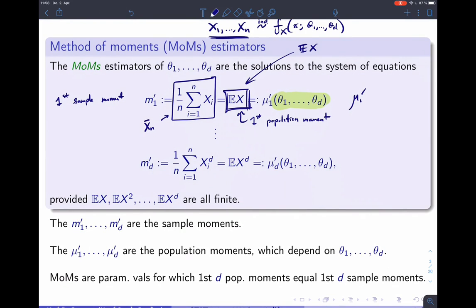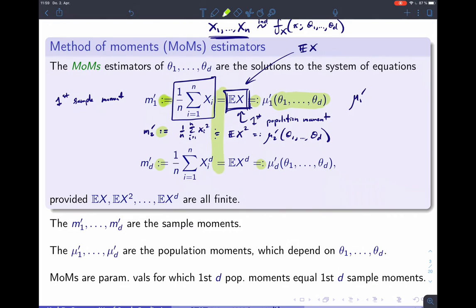And so if we raise things to different powers, we could have like the sum of the xi squared values here. We would denote this as m2 prime. So this colon equal sign means we're defining something. And so we would call this thing m2 prime, and we set it equal to the second population moment, which we would denote by mu2 prime, and that's also a function of the parameters.